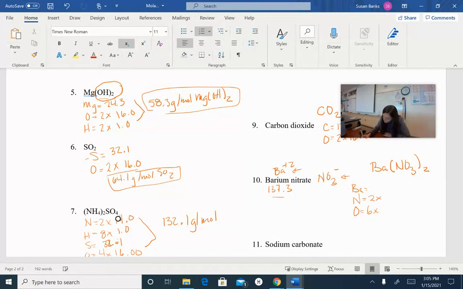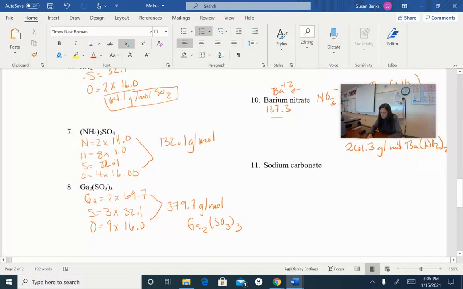So barium we've already looked up. It's 137.3. Nitrogen we used in number 7. Nitrogen is 14.0 and oxygen is 16.0. We're going to add all of that up. Okay, so 137.3 plus 2 times 14 plus 6 times 16. We get a molar mass of 261.3 grams per mole for the barium nitrate.